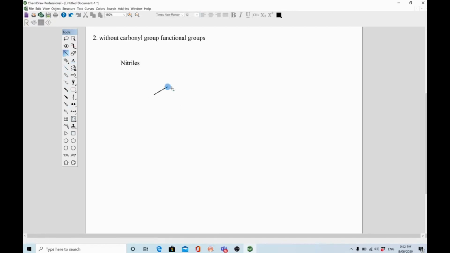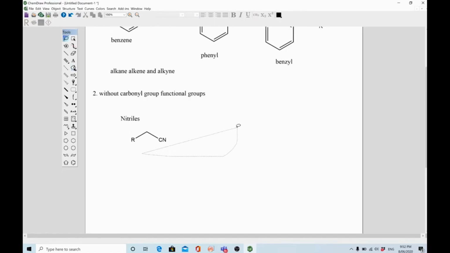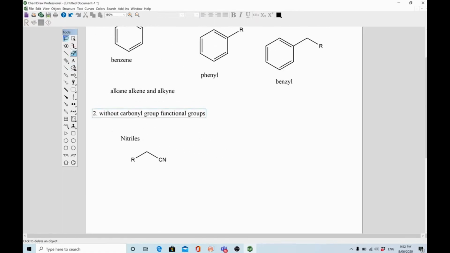They contain a cyano group or cyanide group, so they are called masked carboxylic acid groups, because if you do hydrolysis of cyanides you will get carboxylic acids. That's it, we are done with nitriles, and we are almost done with the functional groups which do not contain a carbonyl functional group.